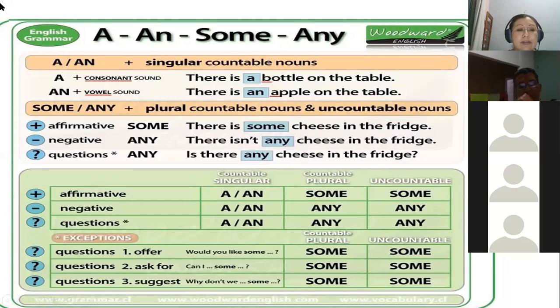And here we have a classification. For affirmative sentences, singular countable nouns, we use a, an. For countable plural nouns, we use some. For uncountable, we also use some. In the negative, we can use a, an for countable, any for plural countable nouns, and for uncountable, we also use any. For questions, we use a, an, any for plural countable, and any for uncountable. So remember that in the case of questions, we use any for both plural countable and uncountable.